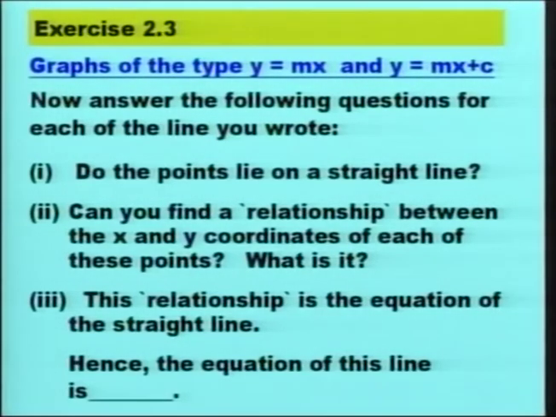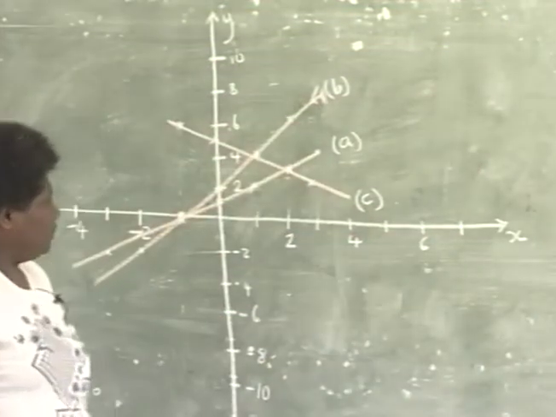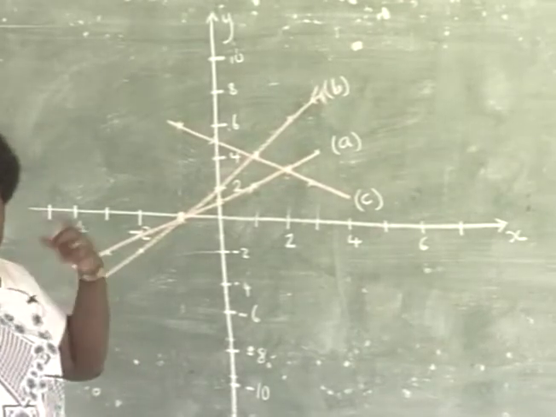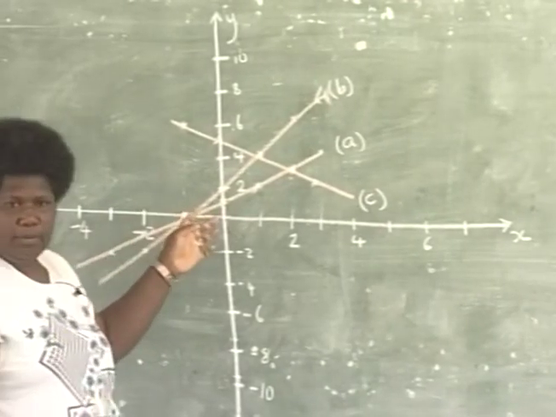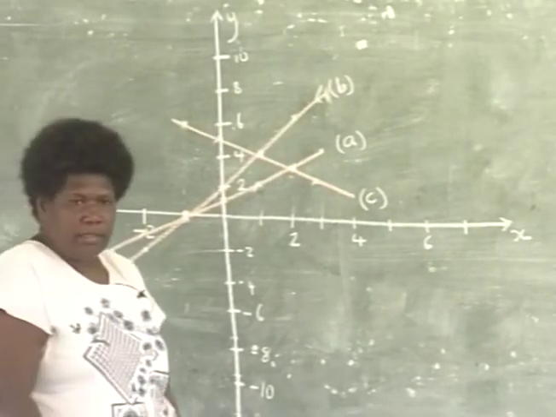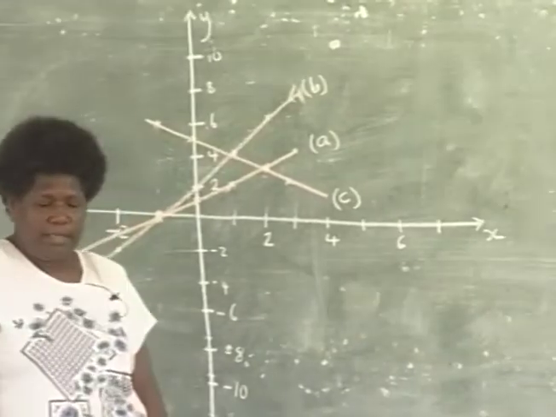Okay, let's answer the questions that follow. All right, for number 1, we can see that all of them lie on a straight line. So for A, we have to say yes. For B, we also say yes. And for C, it's also yes. Okay, the next question, this time for A.